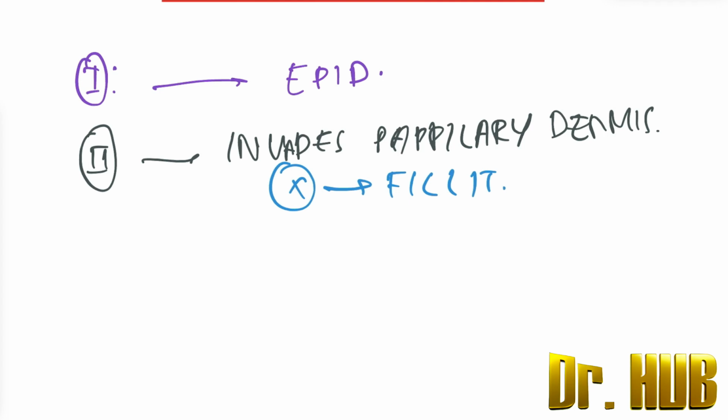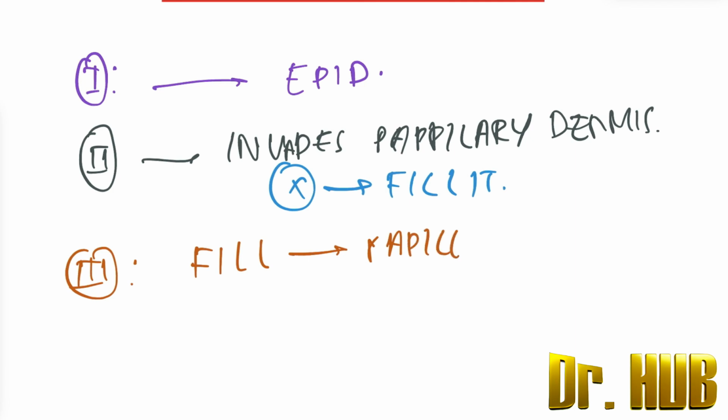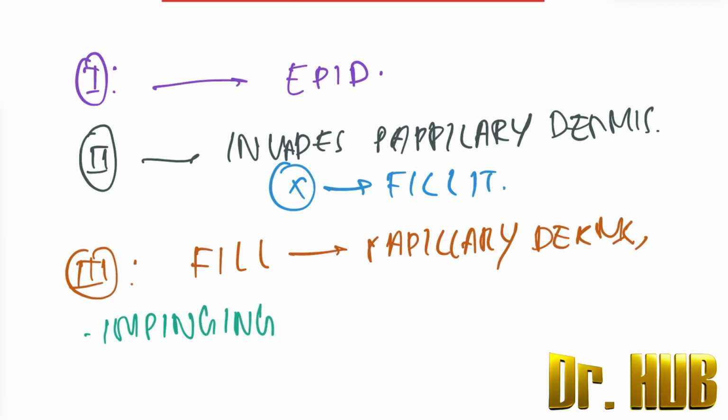And then we move on to grade 3. Type 3 is where it fills the papillary dermis. So filling of the papillary dermis is seen, and there is impinging on the reticular dermis. It is impinging on the reticular dermis, but not invading it.